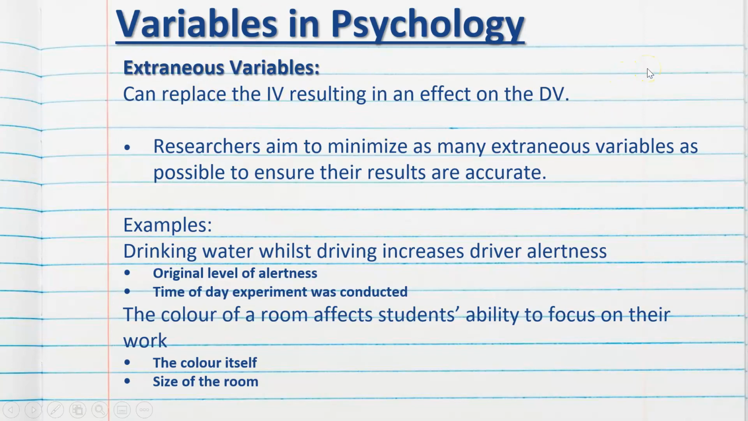So what researchers typically do is, before they even start the experiment or investigation, they'll actually sit down and list potential extraneous variables and either try and get rid of them, or they will try and control them as much as possible. So those are the variables that you need to be aware of in psychology at stage 1 level.